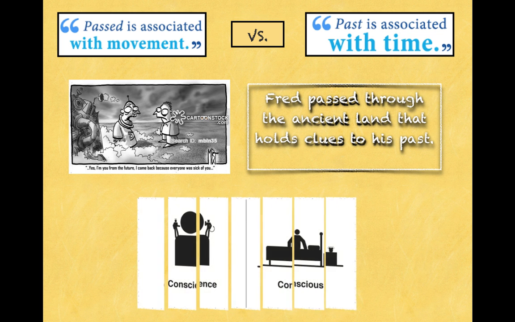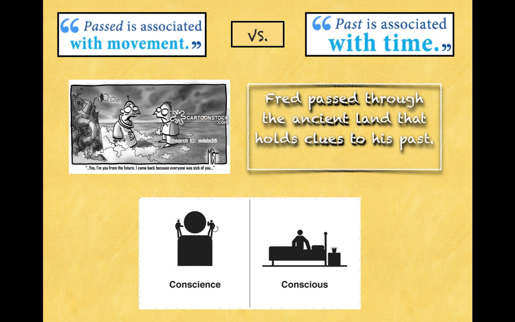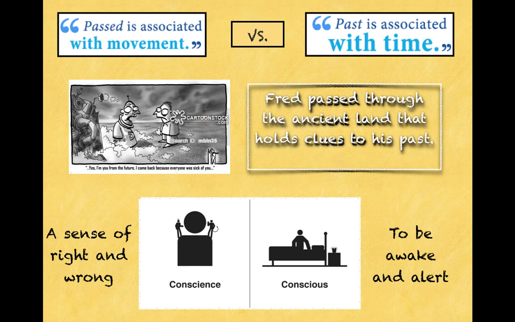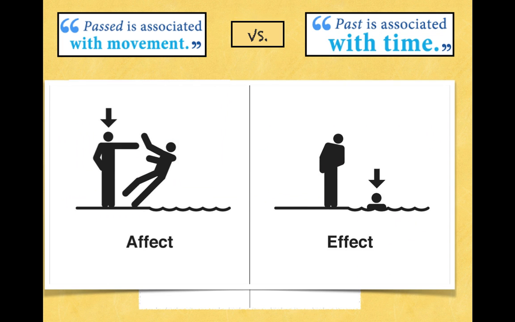Finally, we look at conscience and conscious. Con plus science is a sense of right and wrong. To be conscious is to be awake and alert. Since I am sure you're still awake and alert listening to this lesson, I think it's a good point to end and let you know that Part 2 will cover homophones that are even more confusing. Do you know the difference between affect and effect? You will after the next video.